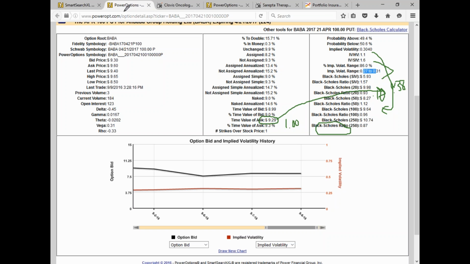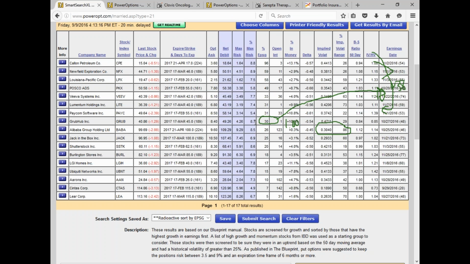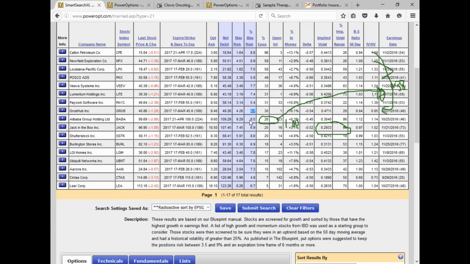Now, that doesn't change the fact, even with an implied volatility crush, that my maximum risk, the most I can lose is, I'm sorry, it's not on Alibaba anymore. There we go. 8.5%. That doesn't change. I'm paying $9.60 for this put that's really just at the money. So it's close to at the money, but my time value is $9.29, which is my true risk. Even if the implied volatility dropped to 0.05 or 5% from where it is right now at about 30%, and this went to $1, I still can't lose more than 8.5%.